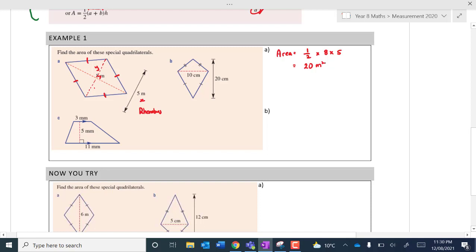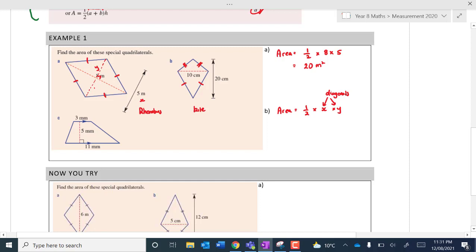Now, you might be asking yourself, what is this shape? Well, those two side lengths are the same. We've got a quadrilateral with two pairs of equal sides. So this is, of course, our kite. And likewise, it's the same formula, a half times x times y, where these two things are the diagonals.